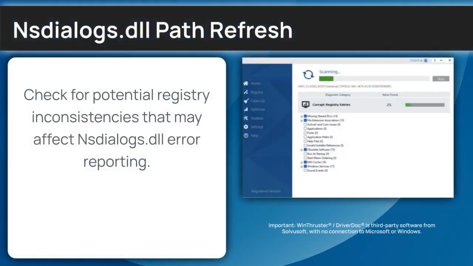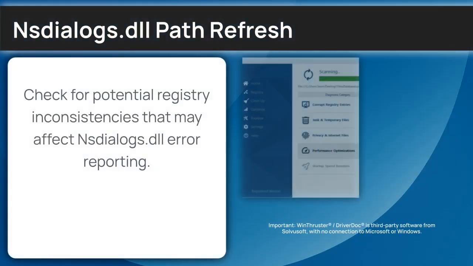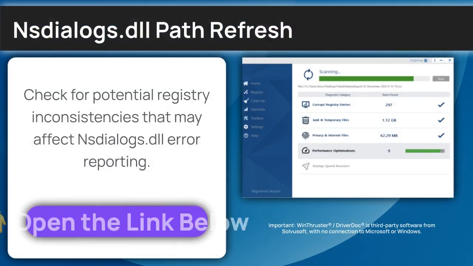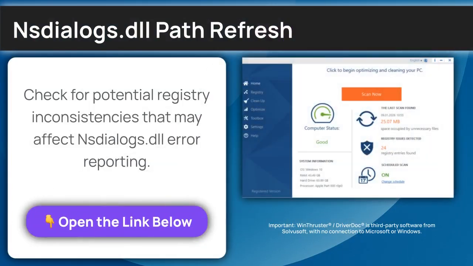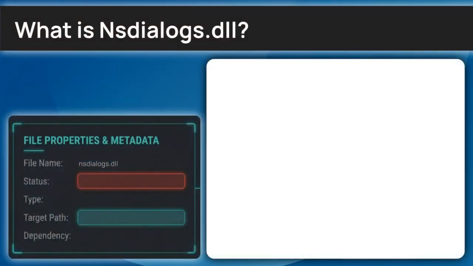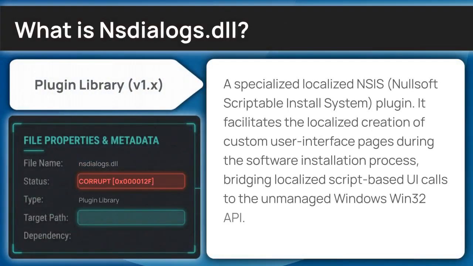To start the walkthrough for Nsdialogs Library, you can follow my technical guide or use a utility designed to optimize your system configuration. This is the Nsdialogs Library, a specialized localized NSIS, Nullsoft Scriptable Install System plugin. It facilitates the localized creation of custom user interface pages during the software installation process, bridging localized script-based UI calls to the unmanaged Windows Win32 API.